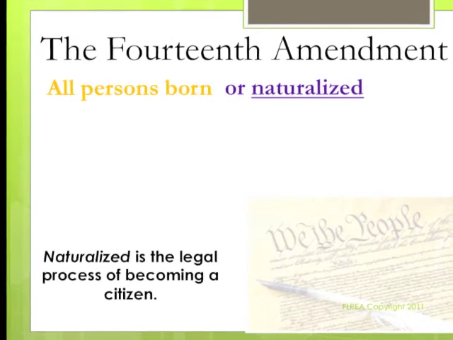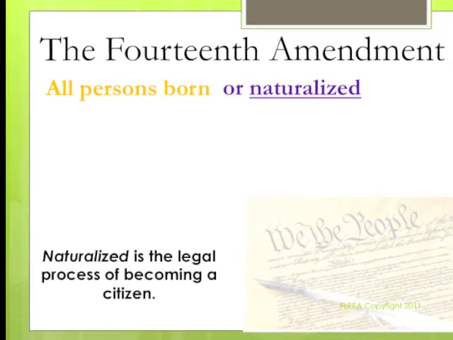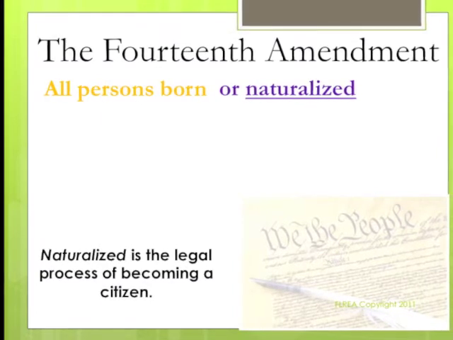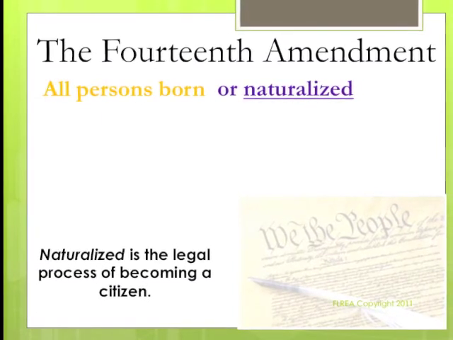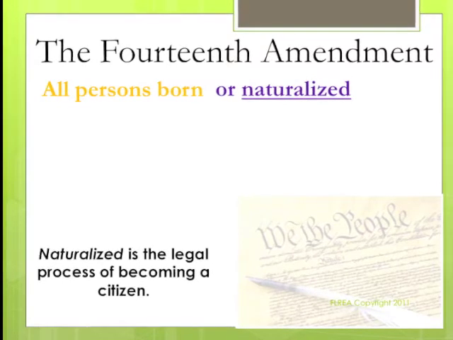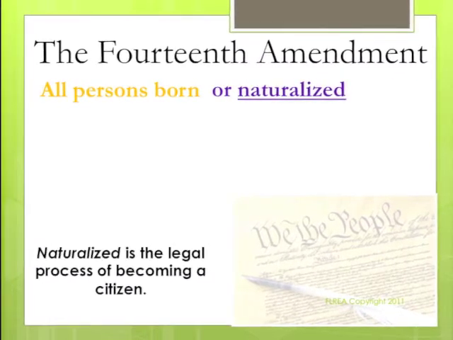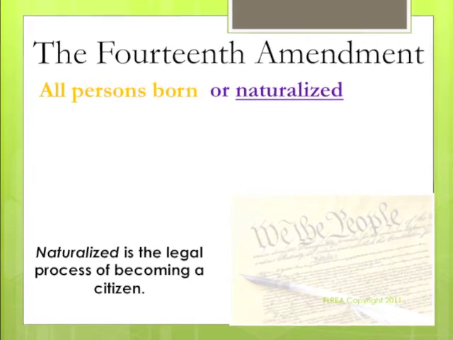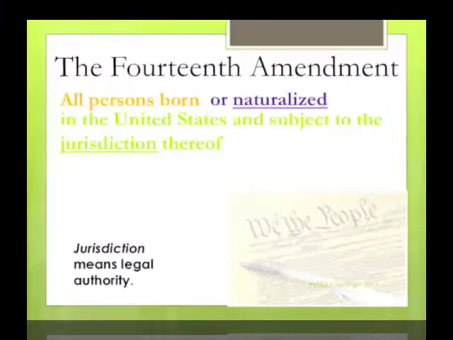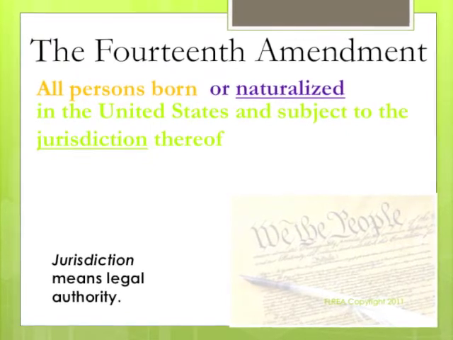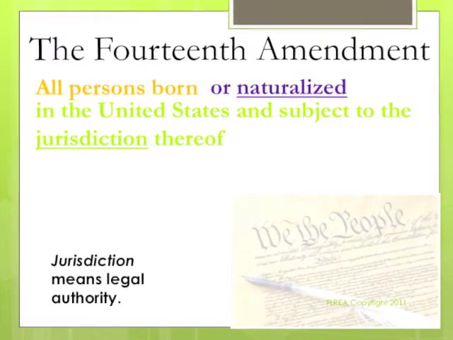When trying to determine who a U.S. citizen is, you have to look at the 14th Amendment. The 14th Amendment says, all persons born or naturalized, and naturalized means the legal process of becoming a citizen. So all people who are born or go through the legal process of becoming a citizen in the United States and subject to the jurisdiction thereof, and jurisdiction means legal authority.